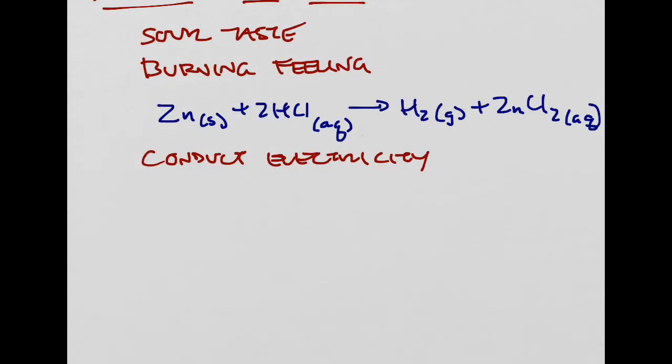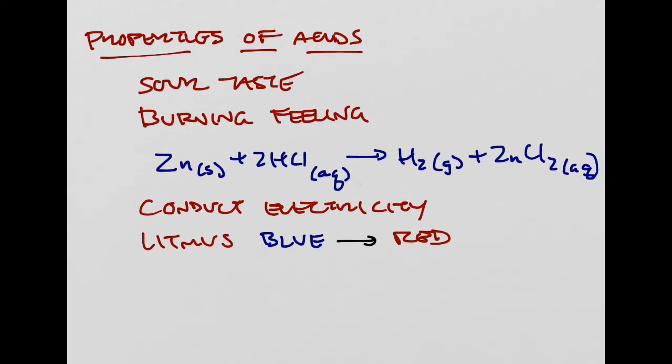A couple other things. If you were to do a litmus test using litmus paper, acids will turn blue litmus paper to red. And there are other indicators like phenolphthalein, which actually we'll get to in just a little bit when we start talking about the bases. So let's look at some properties of bases.